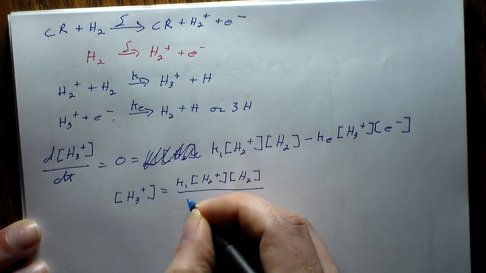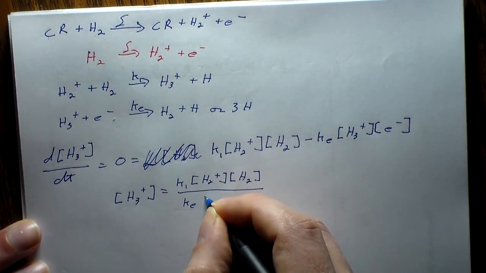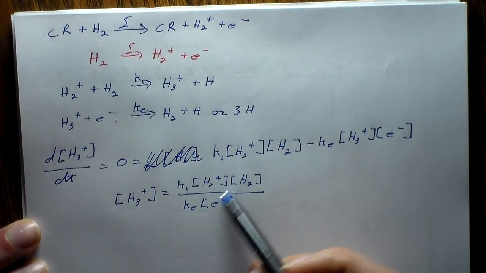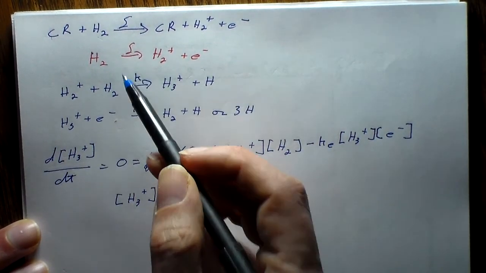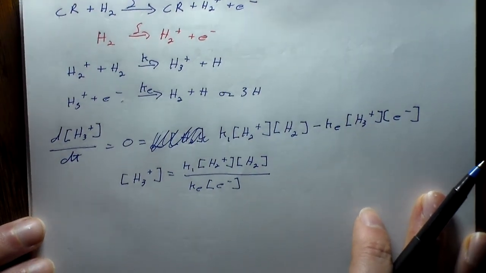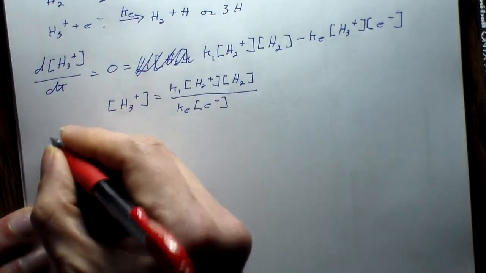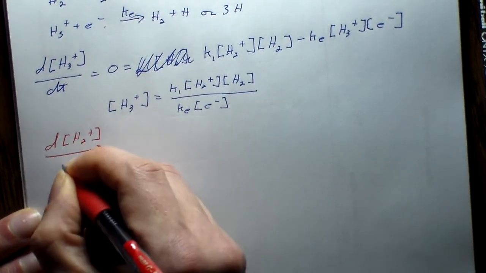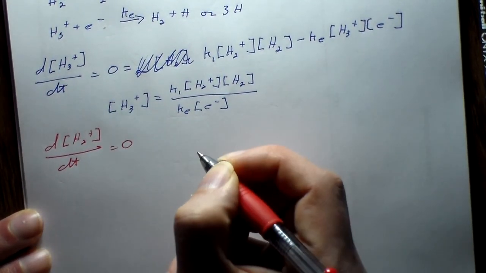Divide that by my Ke, and then multiply that by the electron concentration. Okay, so we're not quite done. We have to just get rid of the H2 plus concentration, and there we're going to use our steady state approximation once again. So just a different color here. d[H2+]/dt is equal to 0.